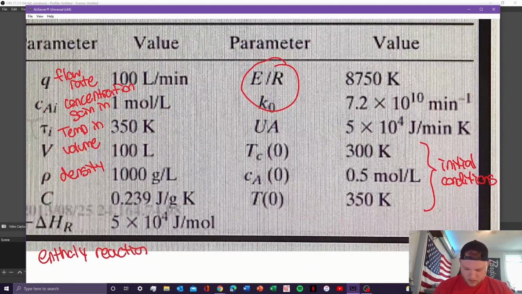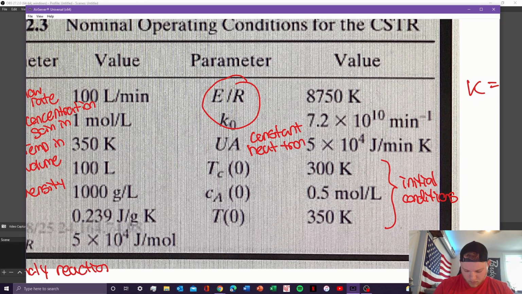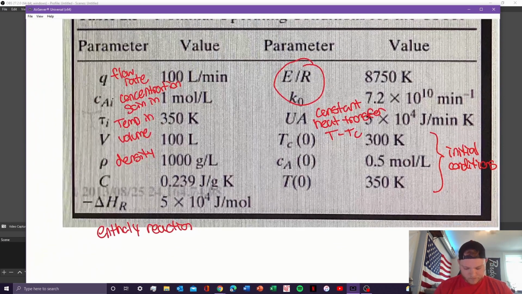UA is the constant for heat transfer between the tank and the cooling jacket.